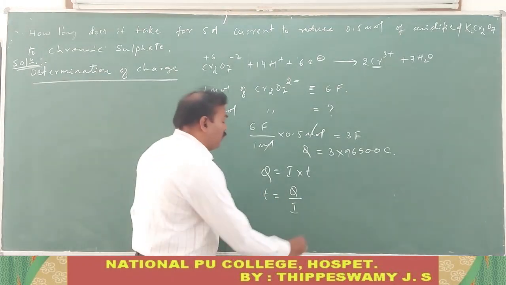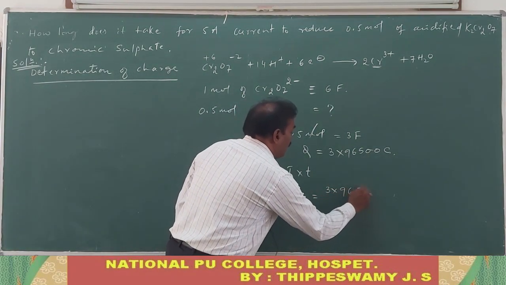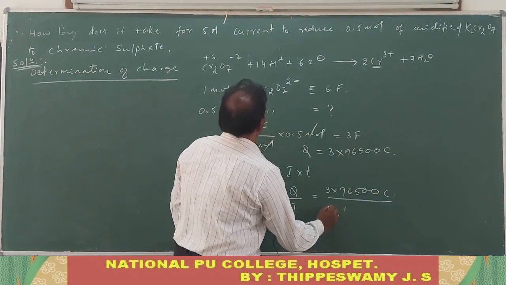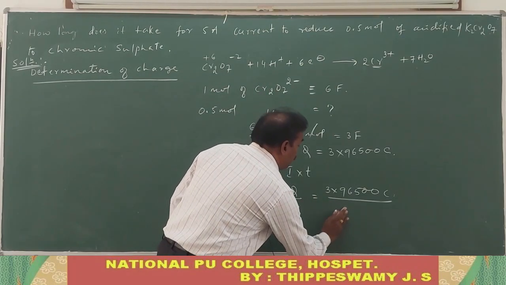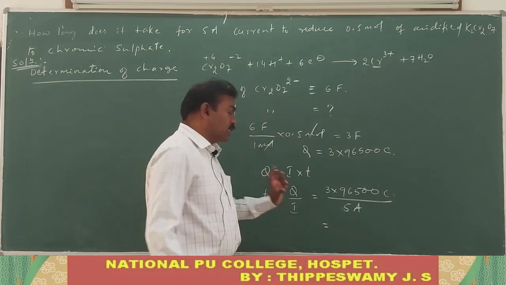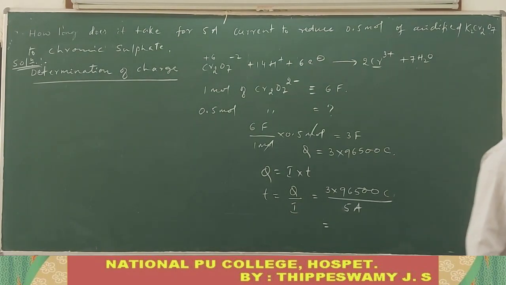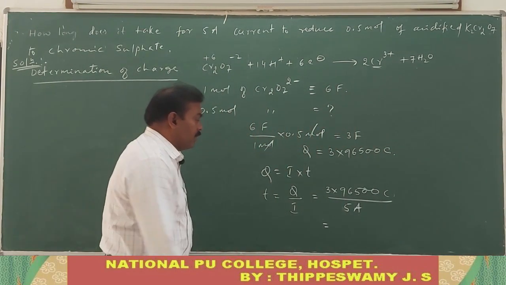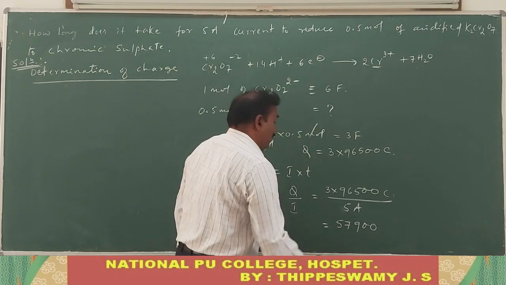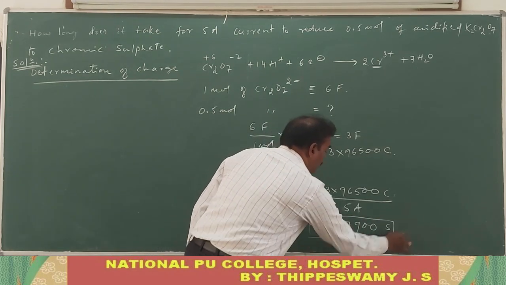Okay, what is the value of Q? Q is equal to 3 into 96,500 coulombs whole divided by, what is that current I? That is 5 amperes current. On simplification, we get the value. What is it? 57,900 seconds. This is the value of the time.